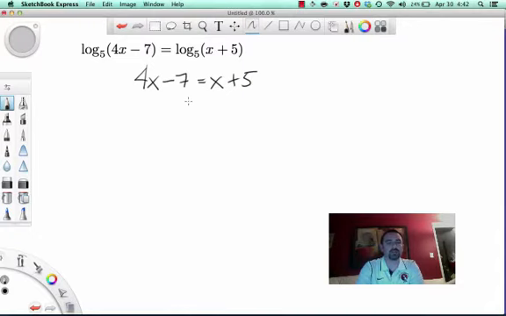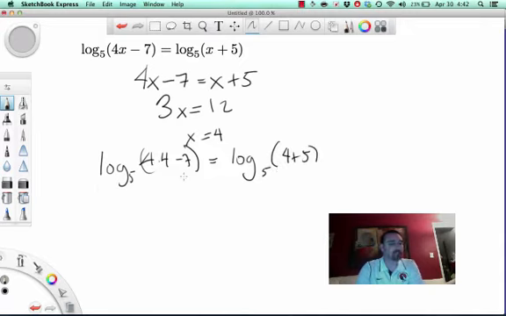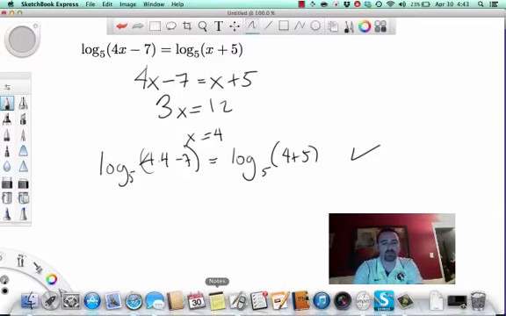Okay, so again, I can go ahead and solve. Subtract x from both sides, and we're going to get 3x. Add 7 to both sides, and we're going to get 12. So x equals 4. Let's double check and make sure that's true. So log base 5 of 4 times 4 minus 7. So 16 minus 7 is 9. Log base 5 of 4 plus 5, that's 9 as well, so log base 5 of 9 equals log base 5 of 9. Okay, so method 2 was when we have the same base logarithm and the logarithms are set equal to each other, the argument, the thing inside the logarithm, must also be equal. Okay, let's take a look at the next version.